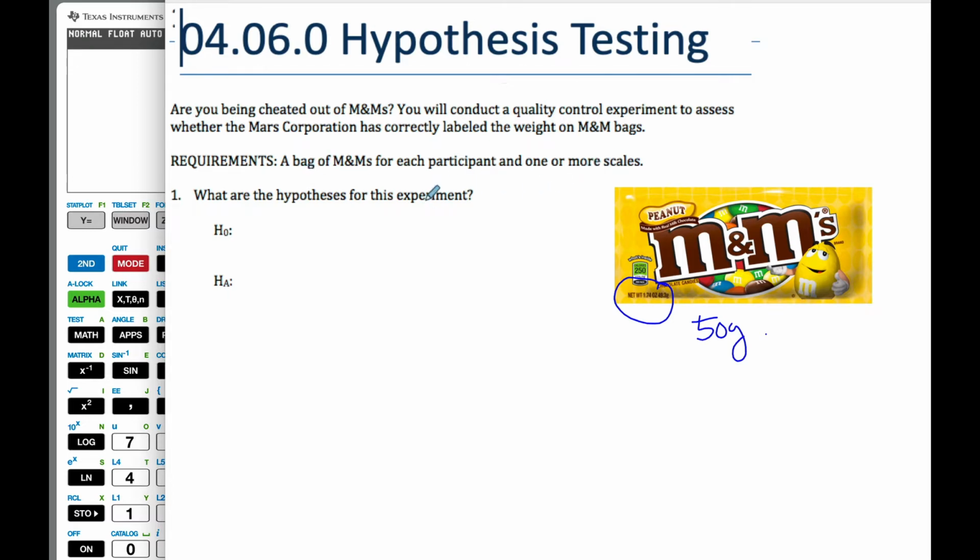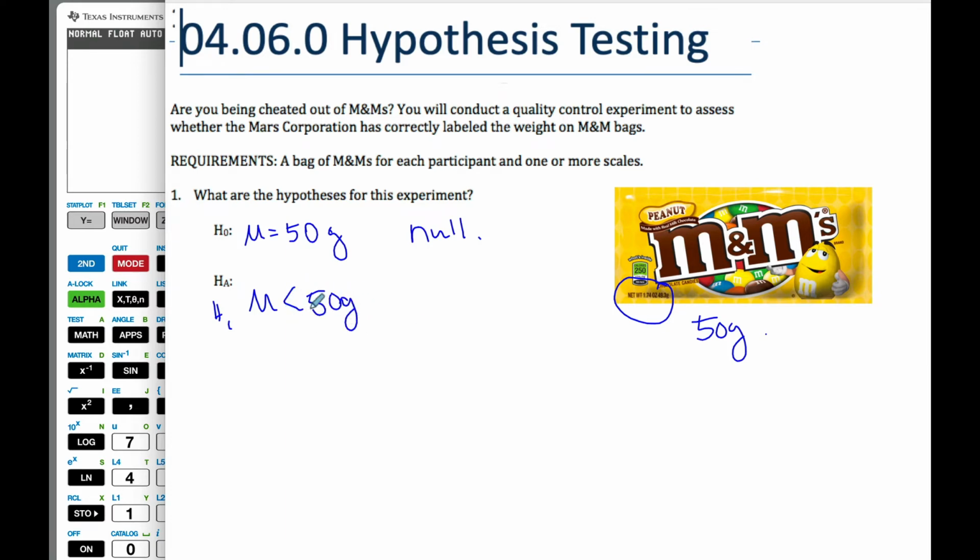So what are the hypotheses in this experiment? We have the null hypothesis, H0, which is that the assumption of the current true value is still true. We assume that the mean of Mars bags is 50 grams. That's our null hypothesis. We assume that that's true. And our alternative hypothesis, which is H sub a, or sometimes H sub 1, is that if we're being cheated, the mean is going to be less than 50 grams.